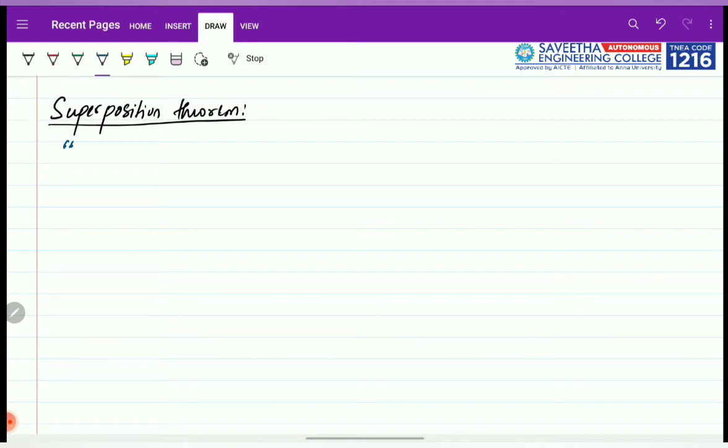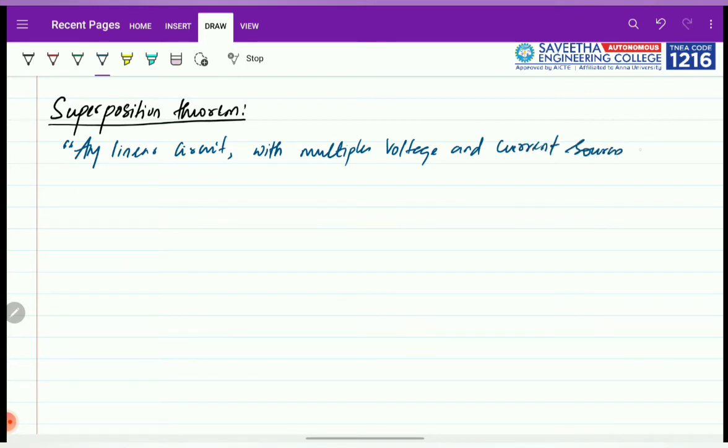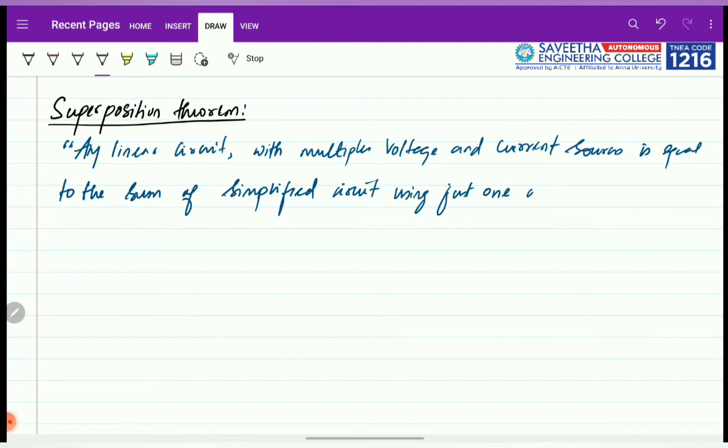any linear circuit with multiple voltage and current sources is equal to the sum of simplified circuits using just one of the sources. This is a simple statement for the superposition theorem.